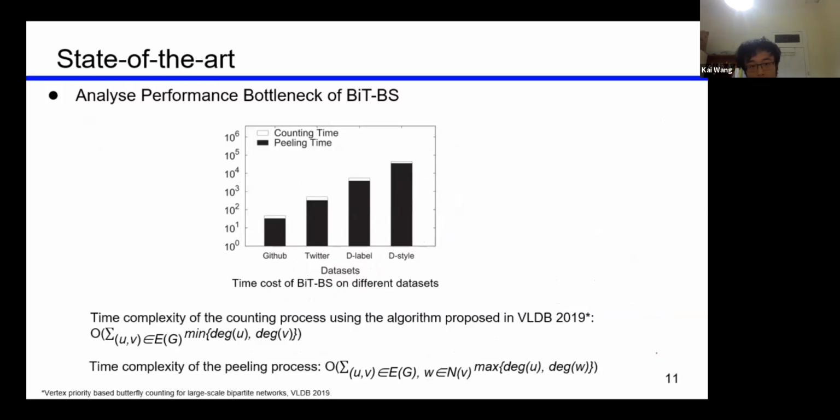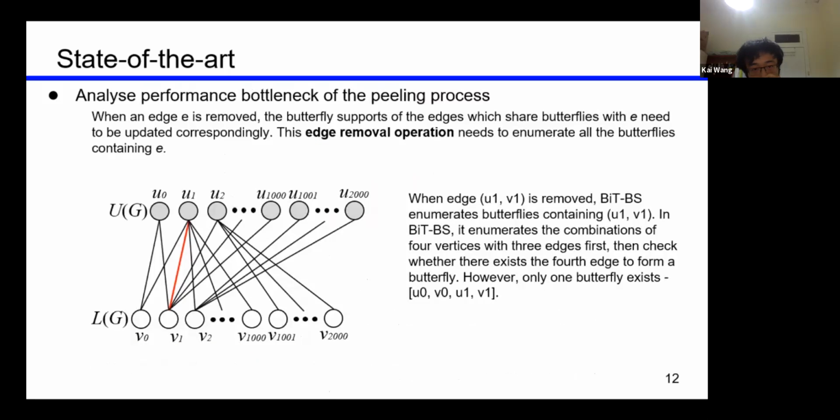Here, we analyze the performance bottleneck of BiT-BS. We ran the algorithm on 4 datasets. We can see that the majority of the time cost is the peeling time. We also analyze the time complexity of the counting process and the peeling process. Using the algorithm proposed in VLDB 2019, the time complexity of counting is less than that of the peeling process. So here arises another question: why is the peeling process so slow?